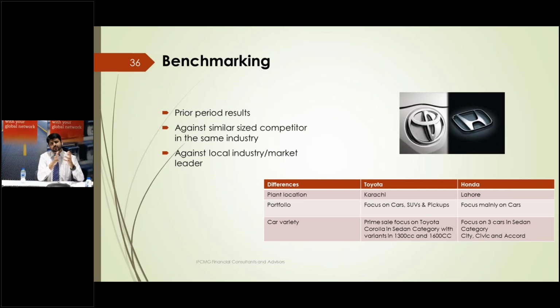Now, from a sales perspective, if we compare the two, the comparison would be very unjust in the sense that their product portfolios are completely different. And their plant locations have different implications for their cost of sales. Their plant locations will also have different impacts on their distribution and marketing costs, because Honda, being located in central Pakistan, can ship more cheaply to the rest of the urban areas of Pakistan as compared to Toyota.